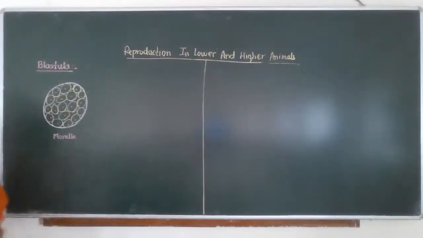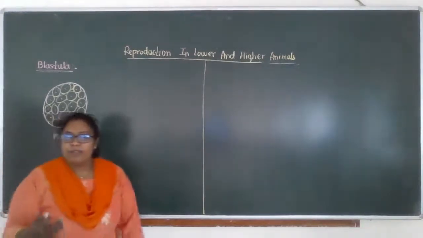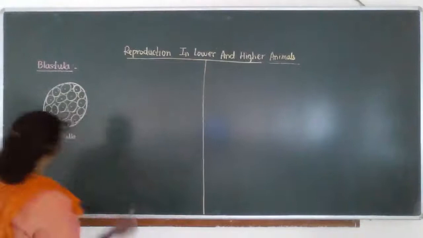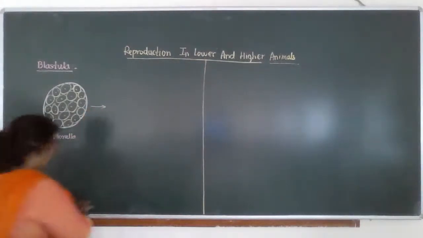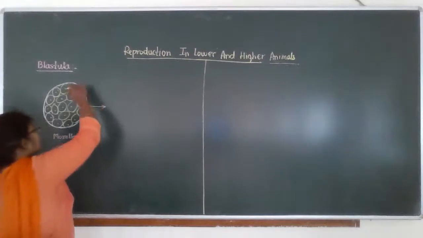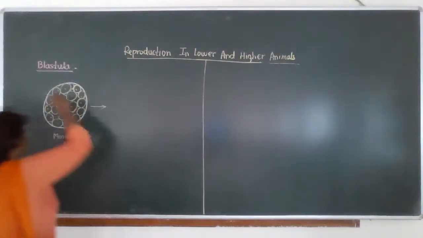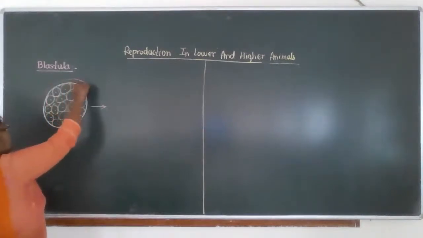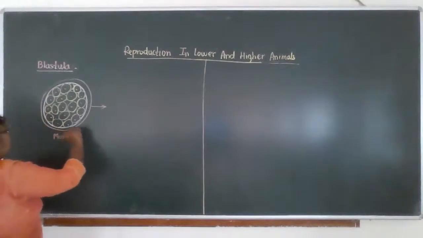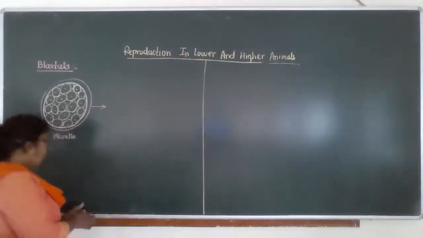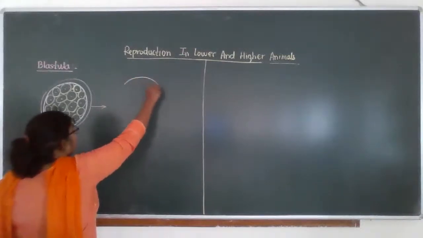This is the early morula. Then it turns into the late morula. How is it arranged in the late morula? The cells which are present at the periphery have the outermost covering called the zona pellucida, as you know. This is the zona pellucida layer. Further on, the size remains the same.